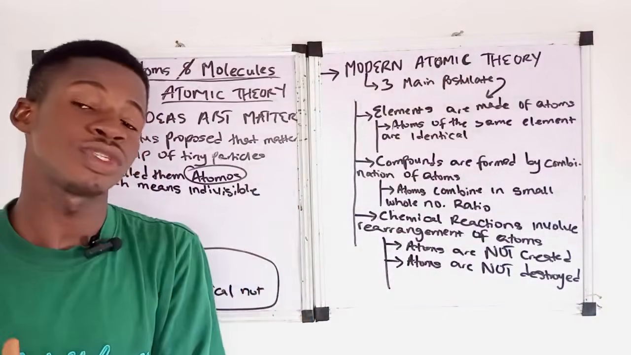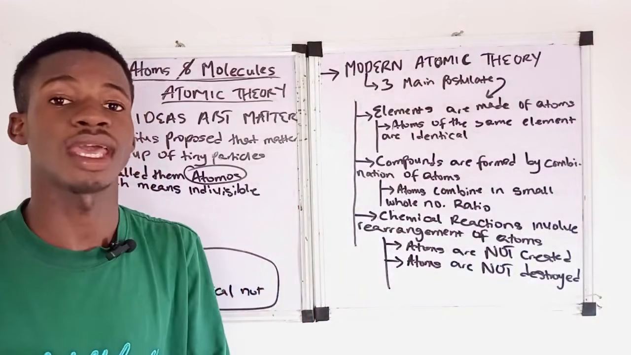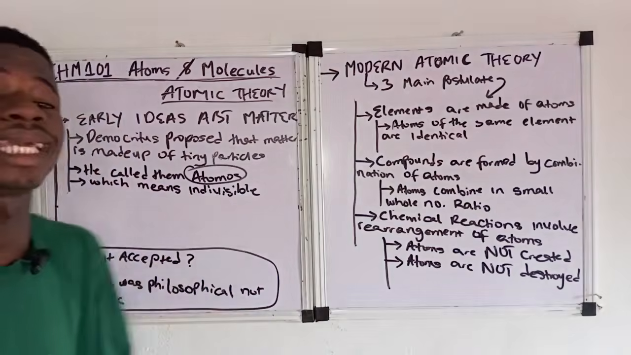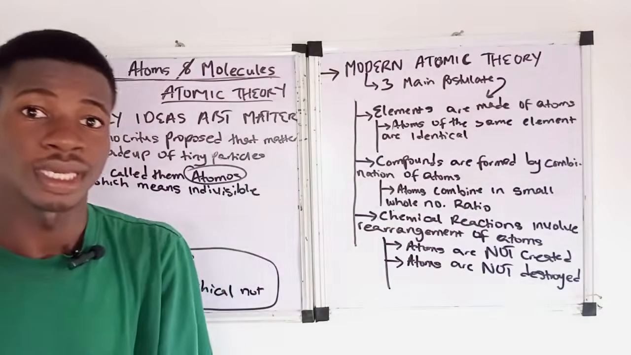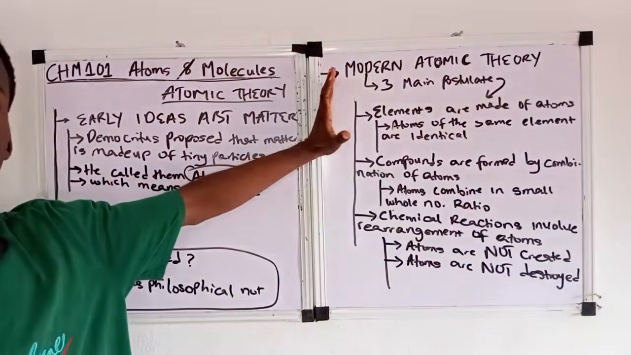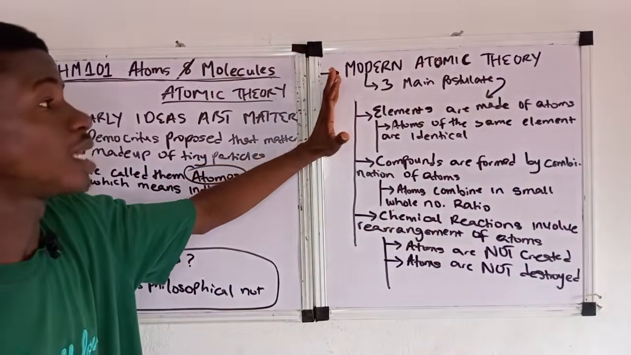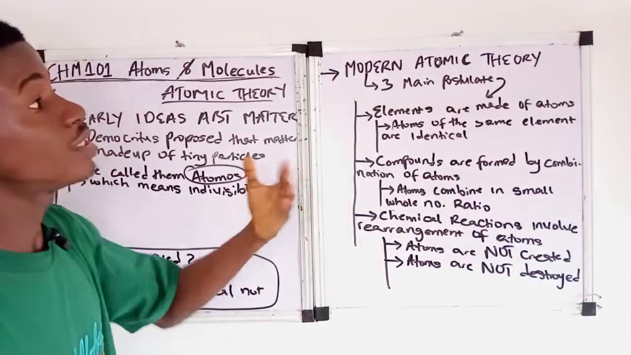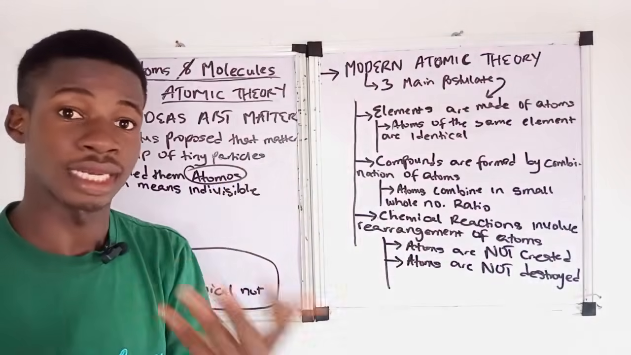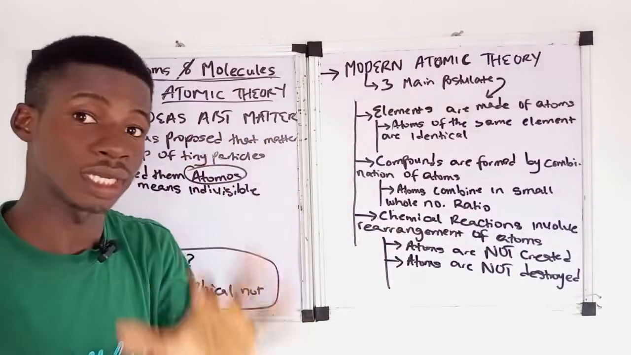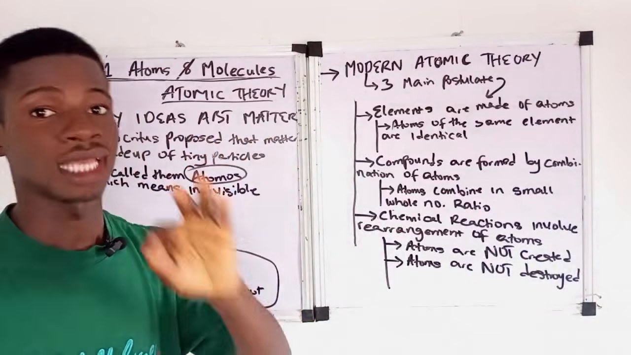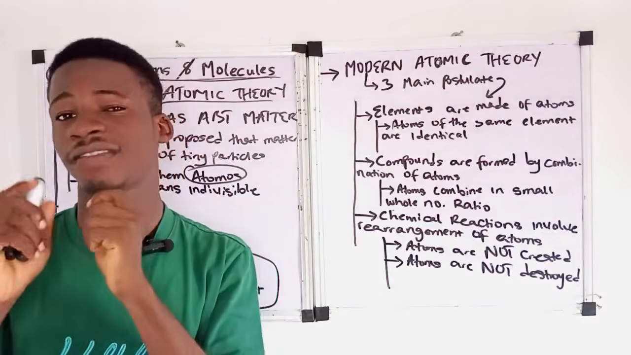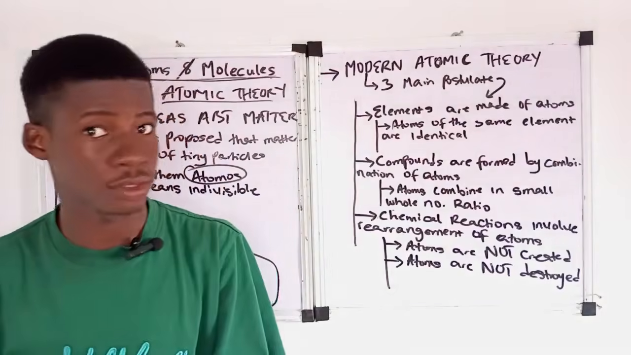After Democritus gave his idea about the atom, we move forward to a scientist known as John Dalton. John Dalton gave his own theory about the atom. He gave three main postulates. John Dalton is regarded as the father of atomic theory.